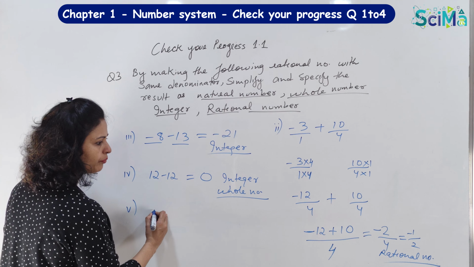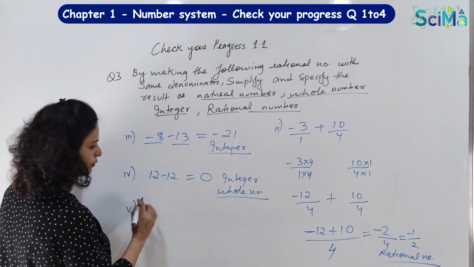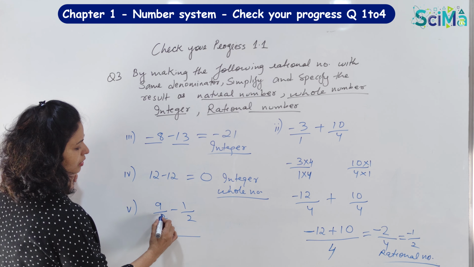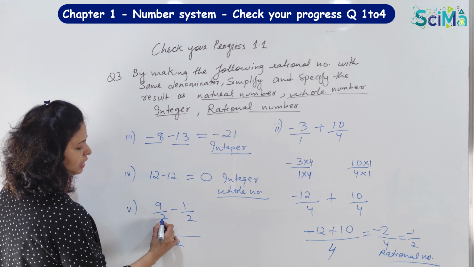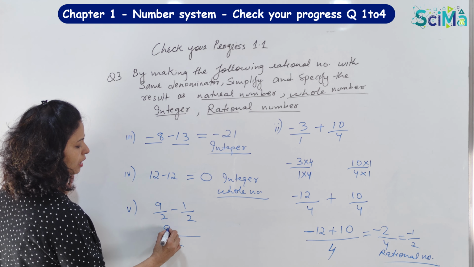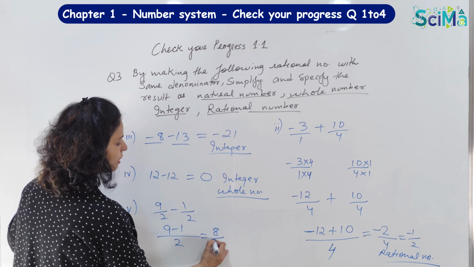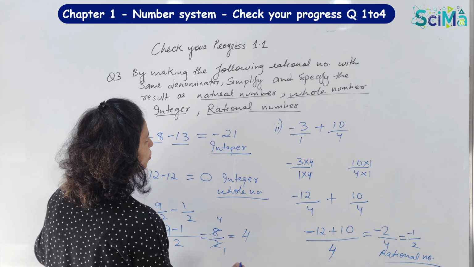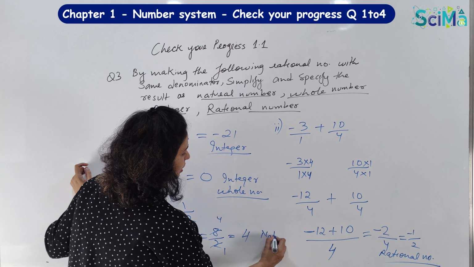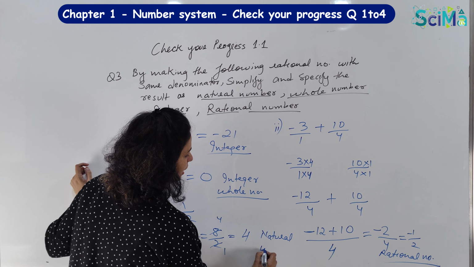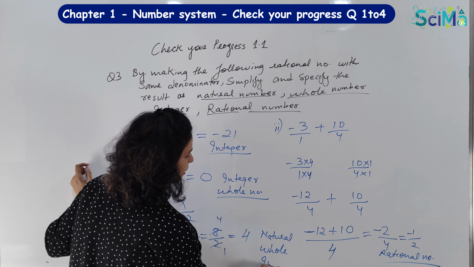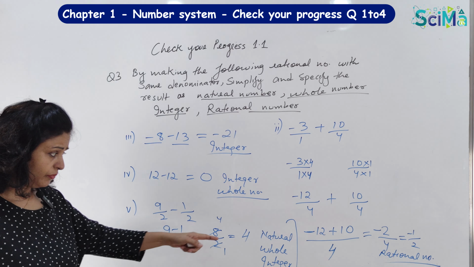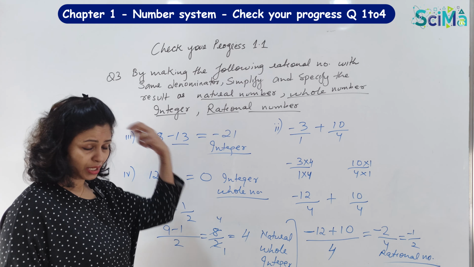The fifth one, 9 by 2 minus 1 by 2. Here the denominator is the same, the LCM of 2 and 2 is 2 only, and 9 minus 1. So we get 8 by 2, 2 fours are 8, so we get 4. What is 4? It can be a natural number, a whole number, and an integer also. So we can write it for all three.